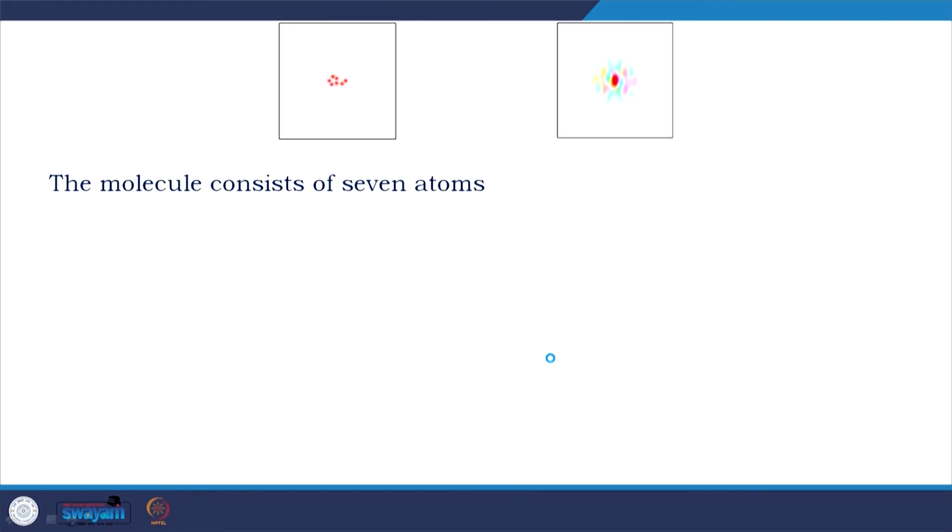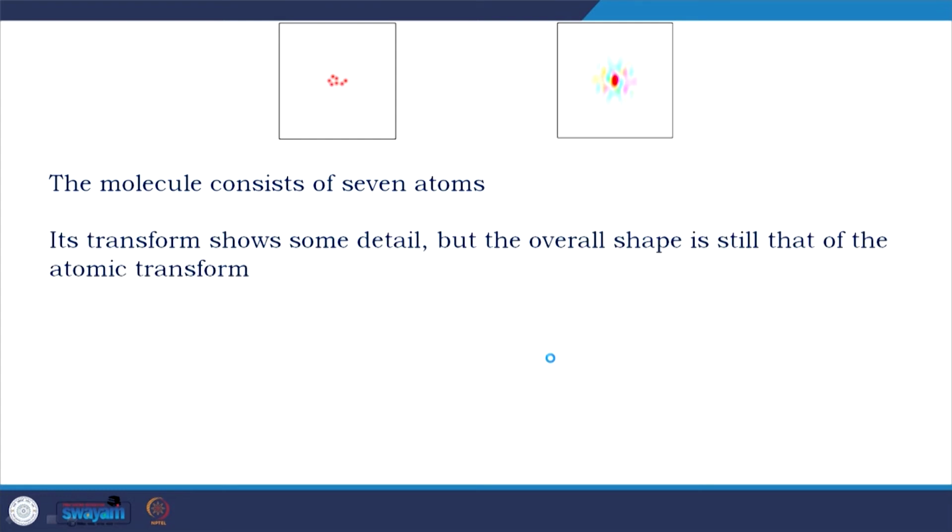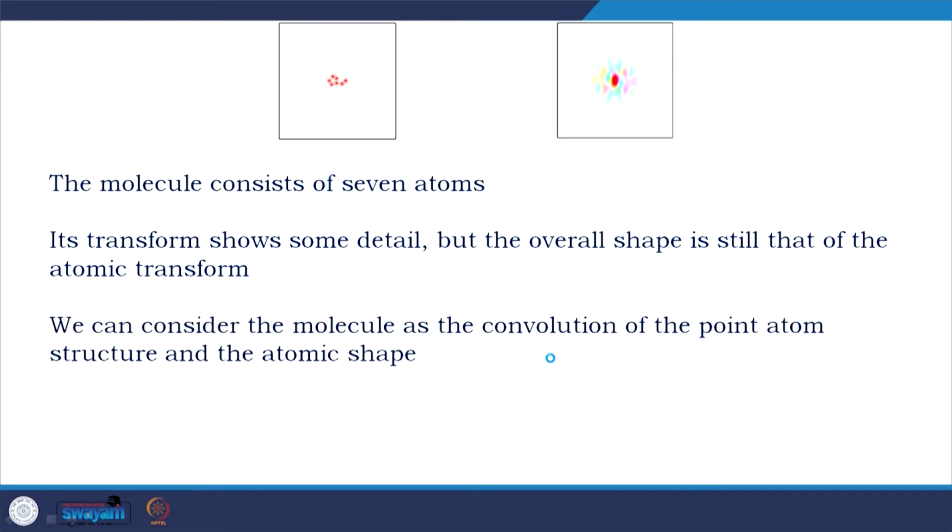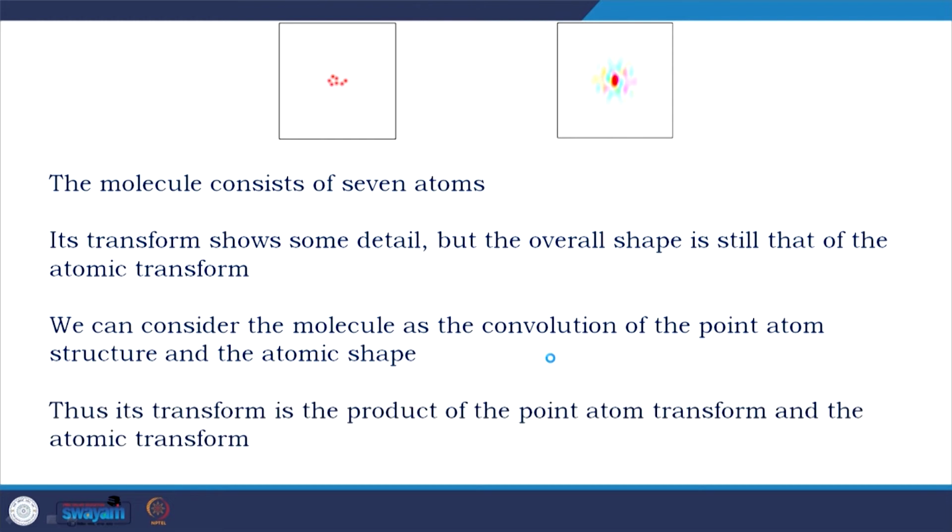Now, we take a bigger molecule. A molecule consists of 7 atoms, and here is its Fourier transform. Its transform shows some detail, but the overall shape is still that of the atomic transform. We can consider the molecule as the convolution of the point atom structure and the atomic shape. Thus, its transform is the product of the point atom transform and the atomic transform.